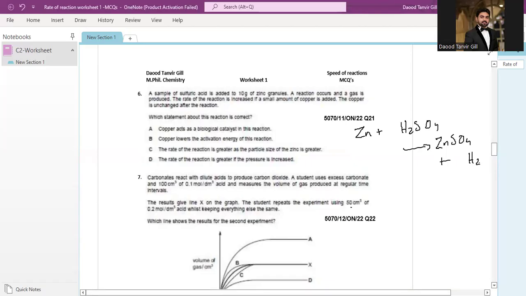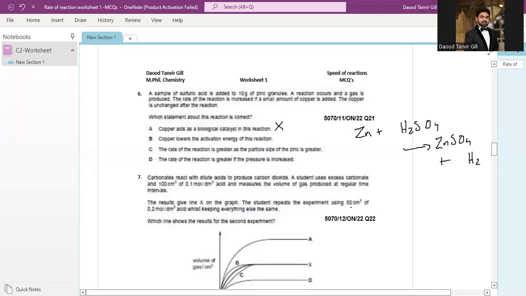And which statement says copper acts as a catalyst? Let's look at the options provided. According to option A, copper acts as a biological catalyst. Students, you know that only enzymes are the biological catalysts. Copper is not an enzyme. So option A is eliminated. I'll put a cross in front of it so that we can eliminate this.